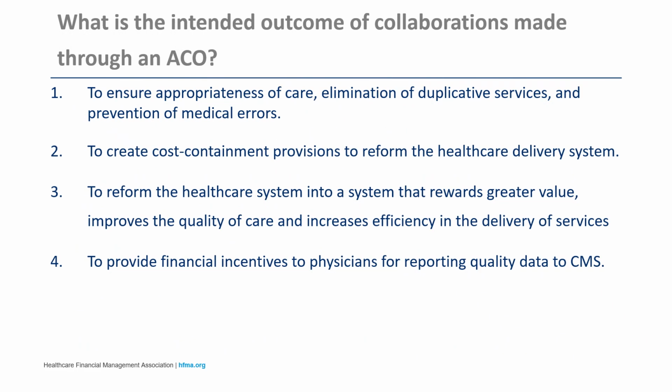The question for section 1.8 is, what is the intended outcome of collaborations made through an ACO? The correct answer is number 1. By meeting established benchmarks for quality and efficiency, participating organizations may receive a share of the savings generated by reducing duplicative services, improving productivity, minimizing paperwork, and other cost efficiencies.